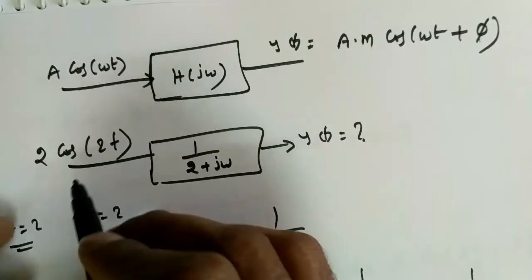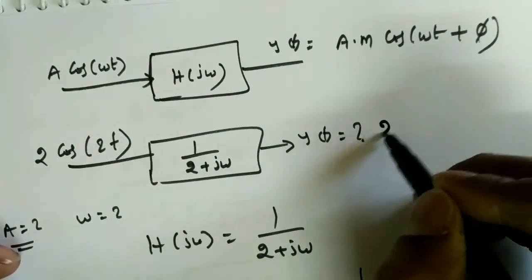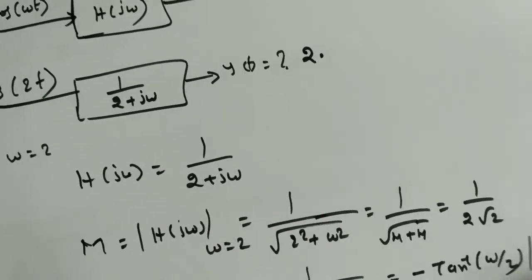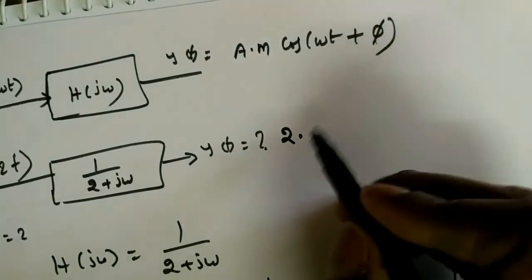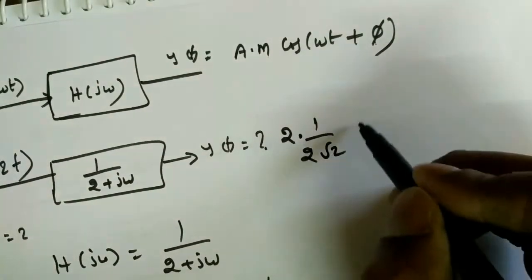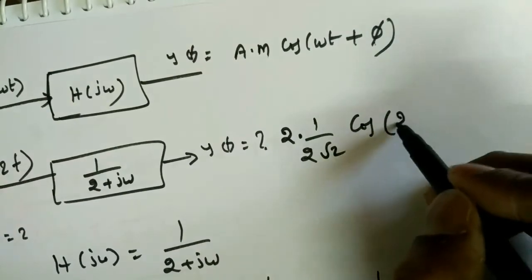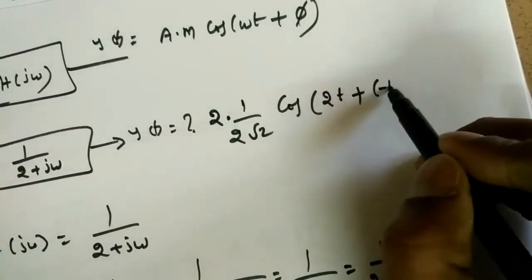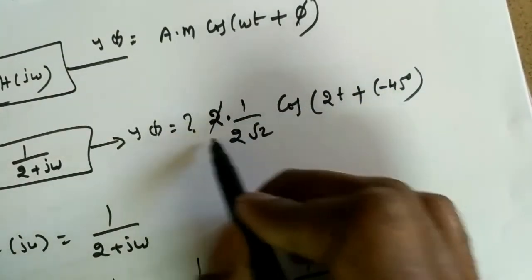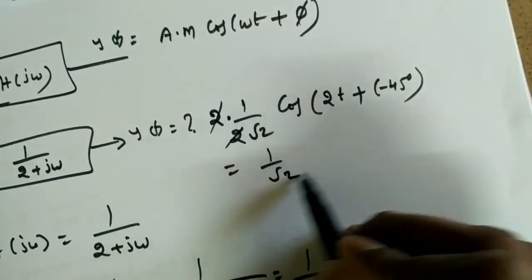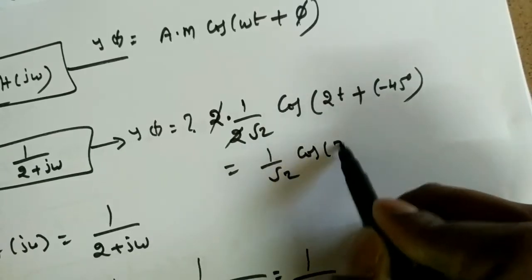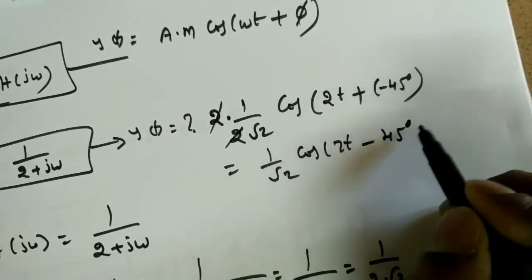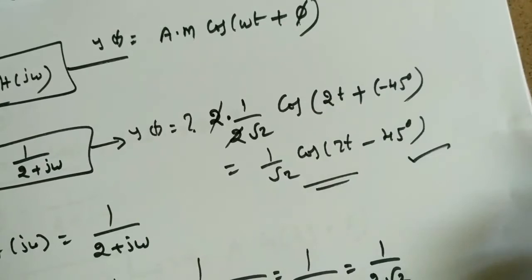What is y of t? A is 2, so 2 into M, and M we got 1 by 2 root 2. So 2 into 1 by 2 root 2 cos of omega t, that is 2t, plus phi, which we got as minus 45. So the 2 will be cancelled, and we get 1 by root 2 cos of 2t minus 45 degrees. It's very simple if you know this concept.